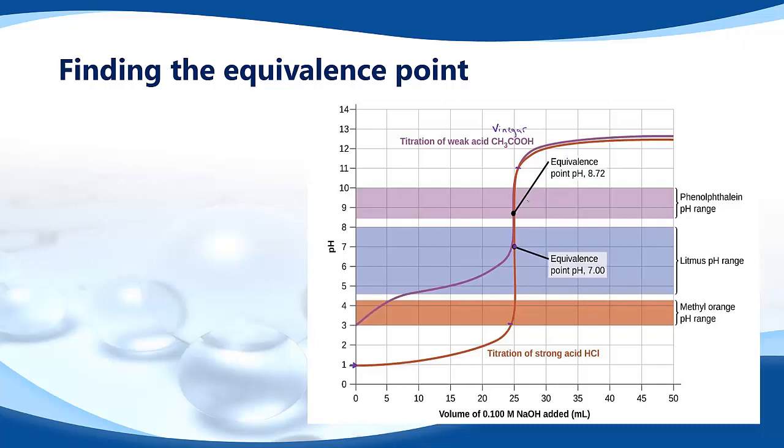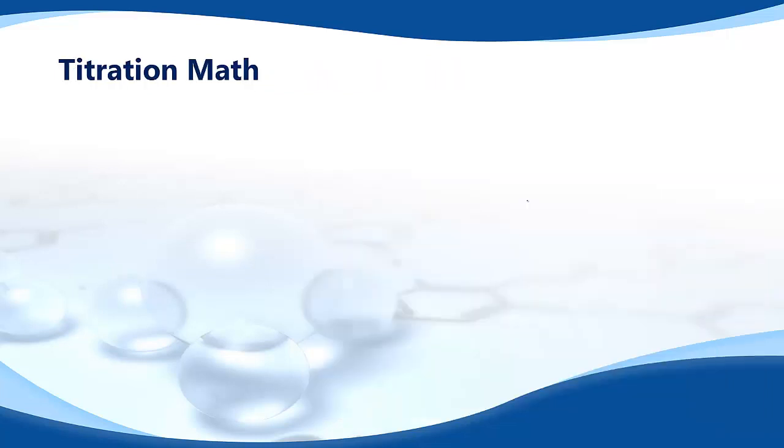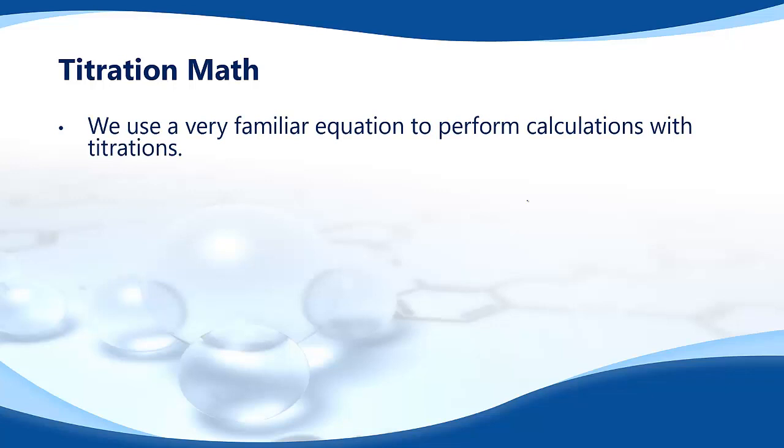Primarily, what you're more interested in from a graph like this is the equivalence volume, which is where that dot is, so the volume of that dot. And we're going to use that when it comes to doing our math. Now, the math is actually very straightforward. It's an equation you've seen before. Right, so the titration math is based on an equation that we've used a few times before.